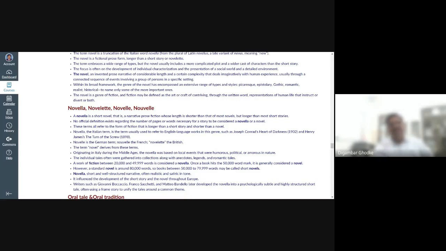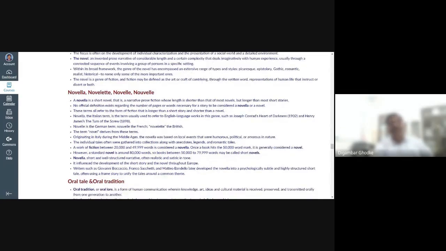And novelli is the German term, whereas novelli is the French term, and novellite is the British term. These are the variants of the term novella itself. And we have already understood that the term novel derives from these terms.